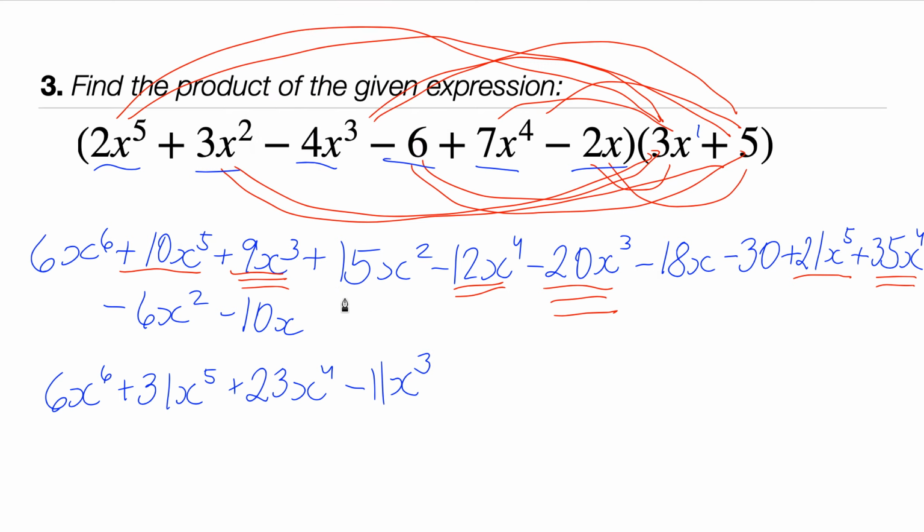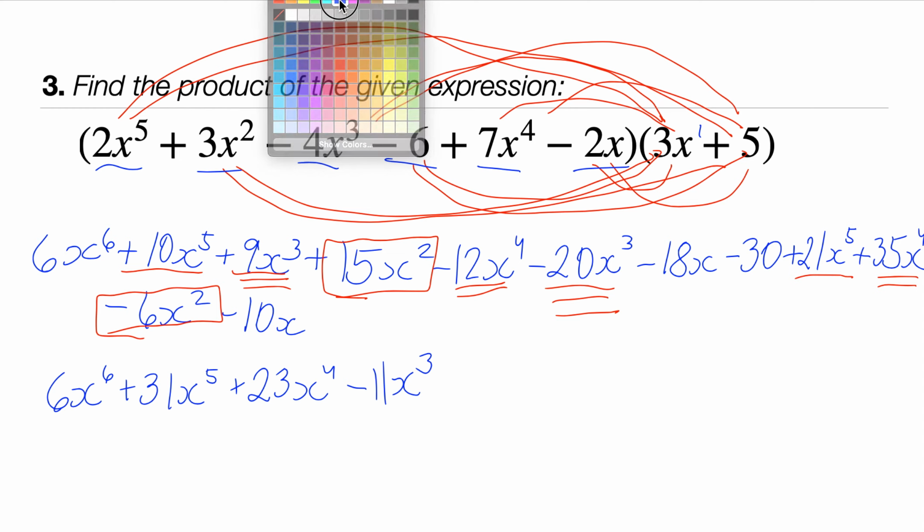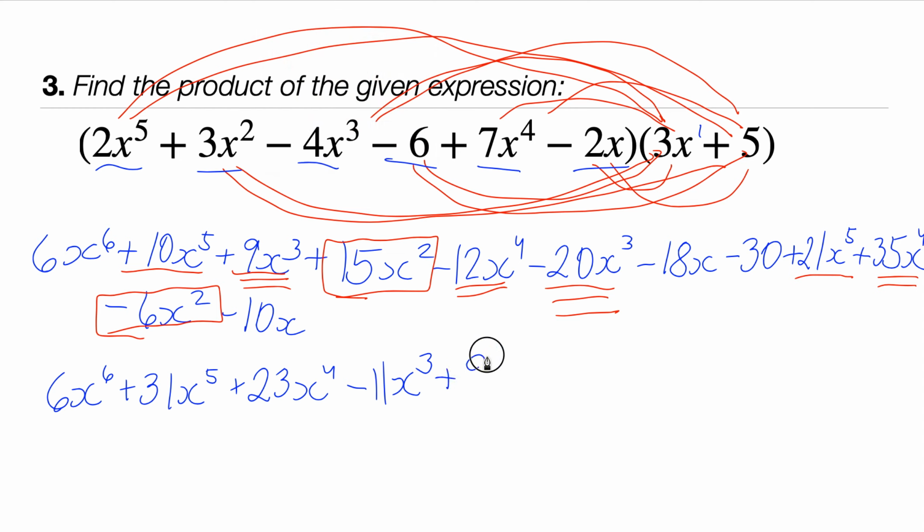Let's go to the squared this time. Here we go. So can we just box this? It's too much underline already. 15x squared, and we have here minus 6x squared. So 15 minus 6 is going to give us 9. Copy the sign of the bigger number. That's positive. So what we have is positive 9x squared. Okay, and we're done with the x squared.